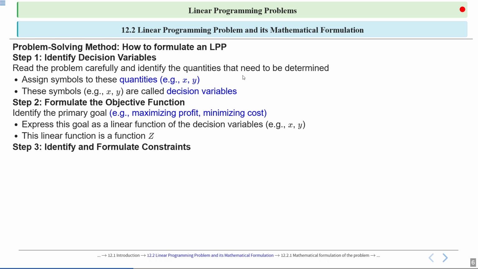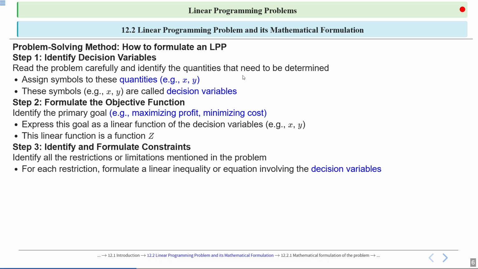Now, let's look at step 3. Step 3 is about finding and writing down all the limits or rules that apply to the problem. First, identify all the restrictions or limitations mentioned in the problem. For each restriction, formulate a linear inequality or equation involving the decision variables x and y.